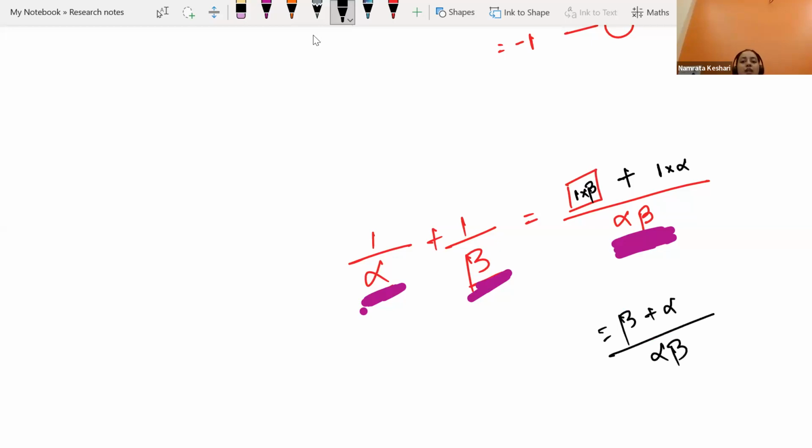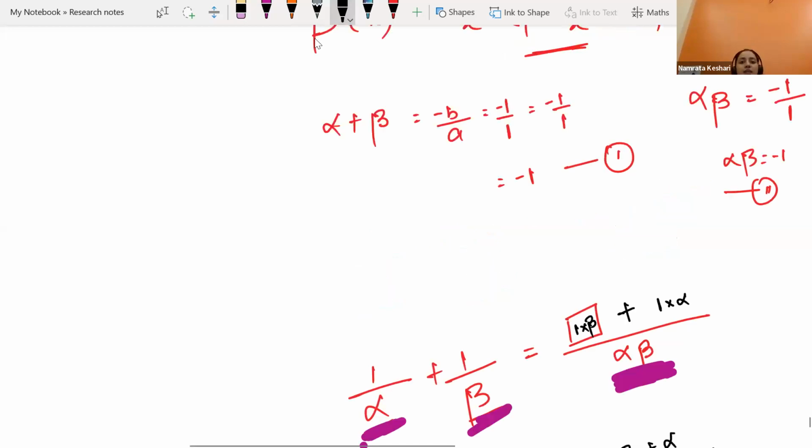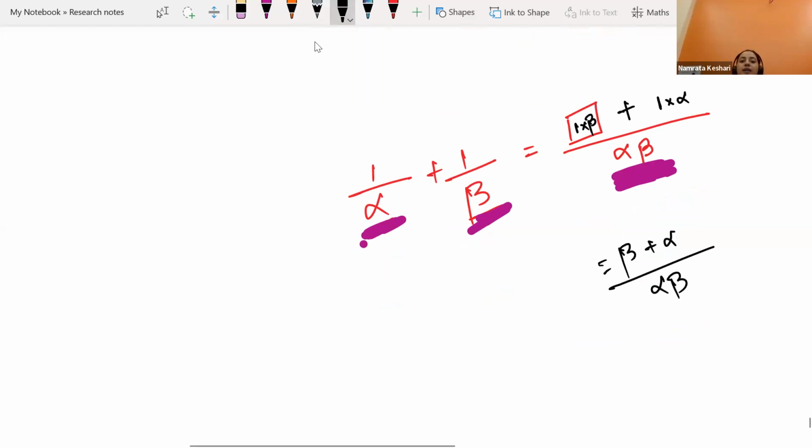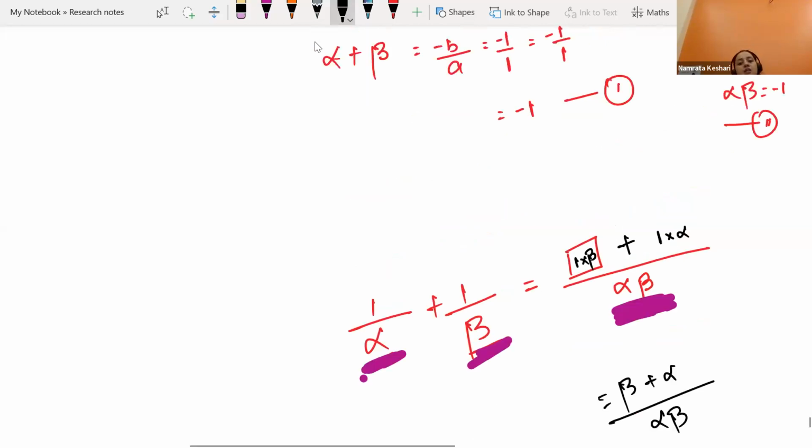Now equation 1 and equation 2 we are having in hand already. Substitute the values, and we will get 1 by alpha plus 1 by beta is nothing but just 1. Is it clear to everyone? Is it clear?